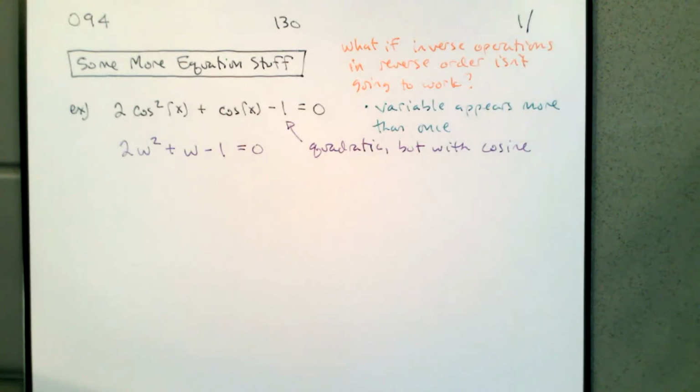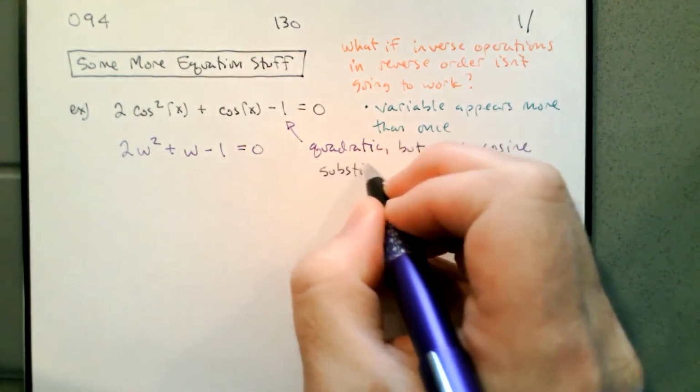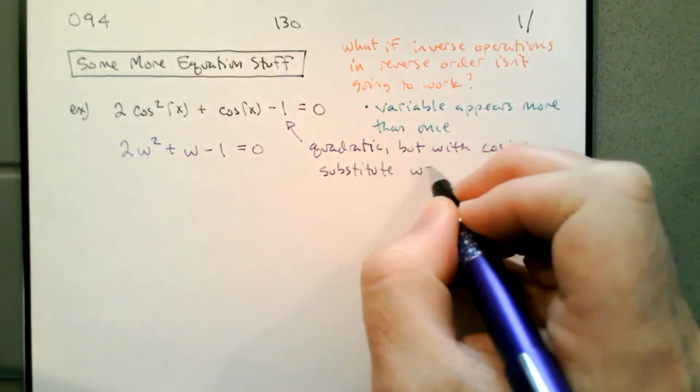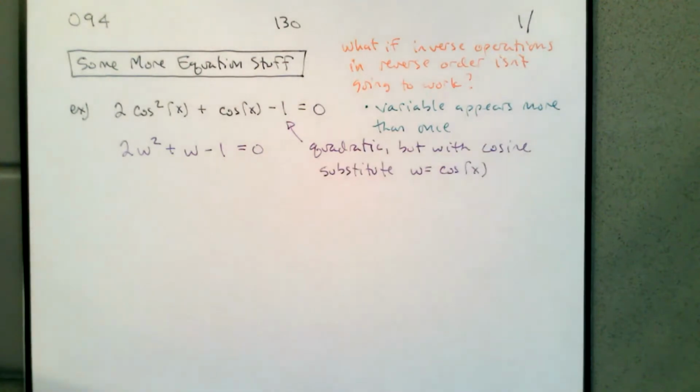So what we can do is make a substitution. I can trade my cosine for w. We're going to substitute w equals cosine x. And that'll turn our equation into 2w squared plus w minus 1 equals 0.